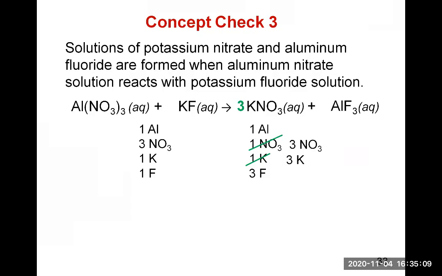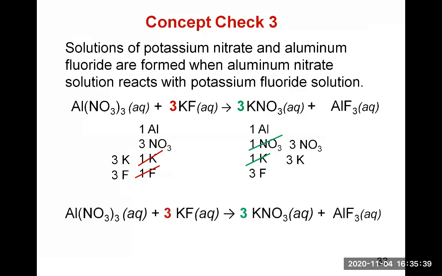So let's make it 3 K on the left. So apply a coefficient of 3 in front of KF. And this way we will have 3 potassium on the left as well. But the 3 in front of KF changes the number of F, so it changes it to 3 on the left. And it happens we have already 3 F on the right. So that balances the fluorine. And that's it. It is balanced. The final answer is that.